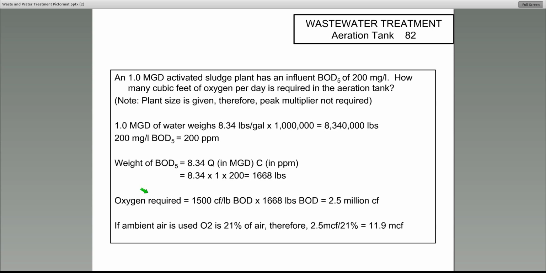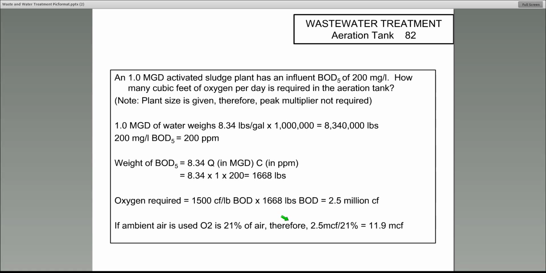Okay, the oxygen required, this is from the 2 previous slides, you have to have 1,500 cubic feet of oxygen per pound of BOD, so 1,500 times that is 2.5 million cubic feet. That's for an entire day. So the compressors, you can calculate what size compressor you would need in cubic feet per minute. If ambient air is used, the oxygen is 21% of the air. Therefore, you would need 11.9 million cubic feet of air instead of the 2.5.